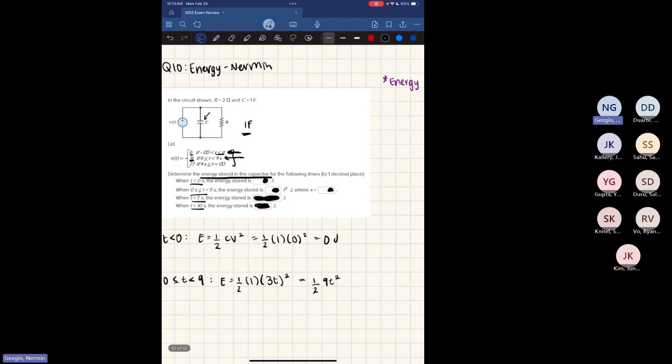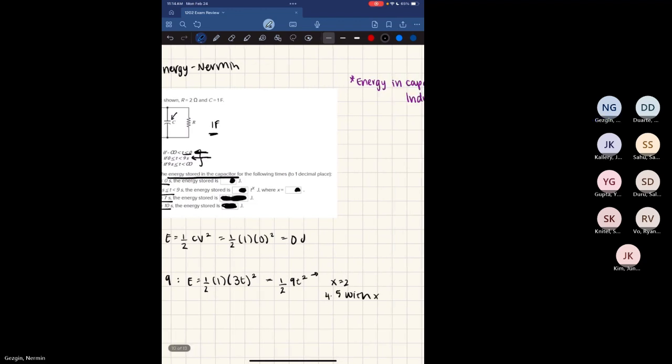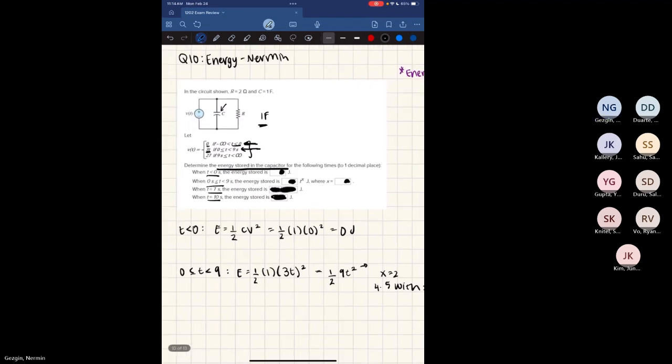Here the question is asking the energy stored is blank times t to the power of x. In this case, x would be equal to 2 because that's the exponent that we have. And the coefficient would be 9/2. So it would be 4.5 with x equals 2, in joules, for the second part.